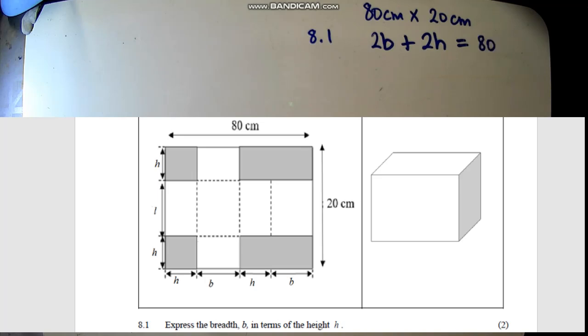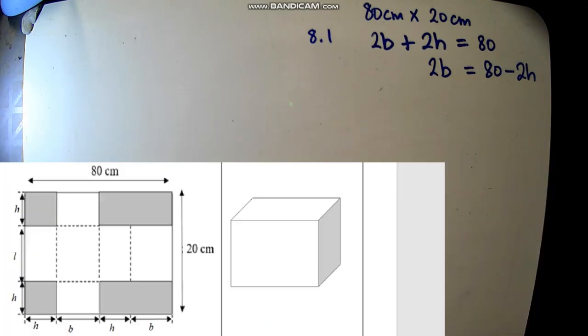Go back to the question. The question says express b. So then it's trying to say make b the subject of the formula in terms of h. So that means h is going to be in there as well. Okay, but it's saying make b the subject. That's what that means. So that would be 2b is equal to 80 minus 2h, moving plus 2h over to the right hand side. Now we have to make b the subject of the formula. So to make b the subject of the formula, we'll have to divide everything by 2.